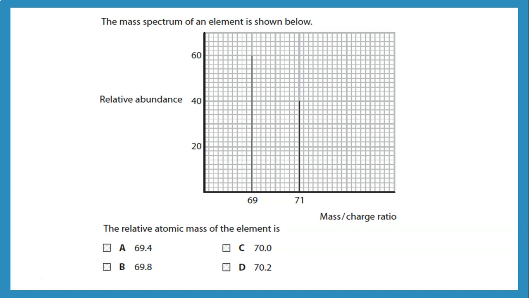Okay, here he's saying the mass spectrum of an element is shown. So he gives me the mass spectrum and he's saying the relative atomic mass of this element is what? So you get from the mass spectrum the mass of the isotope times its abundance. So obviously we have an isotope at 69 and its abundance is about 60, plus there is another isotope with a mass of 71, and its abundance is about 40, and you calculate that, so that comes out to be 69.8.